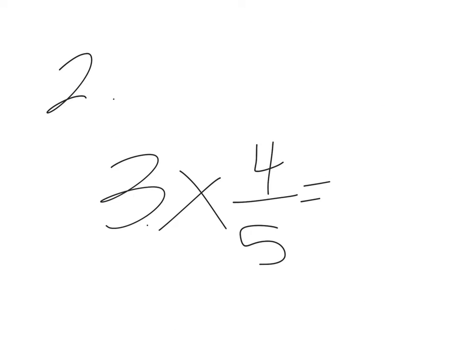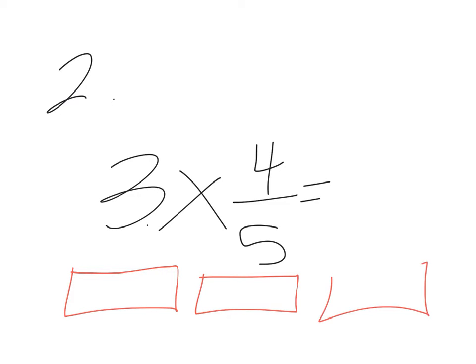Okay guys, here's the next problem I want you to try on your own. We have 3 times 4/5. I would like you to try to solve it on your own with one of the strategies I had just shown you. Okay, so if we draw a model, we know that we have 3 wholes. My denominator is 5, so I know I'm going to have 5 pieces. And each piece will have 4 shaded, because that's what my numerator is.